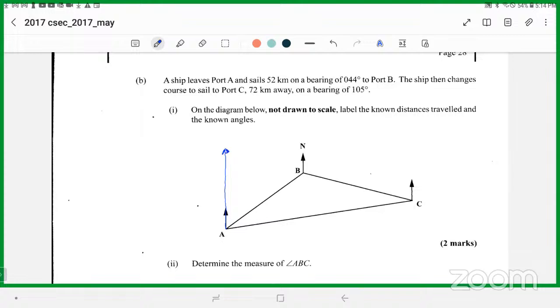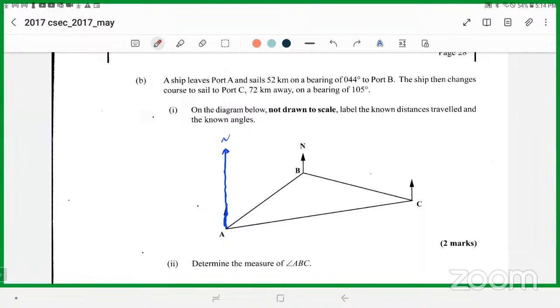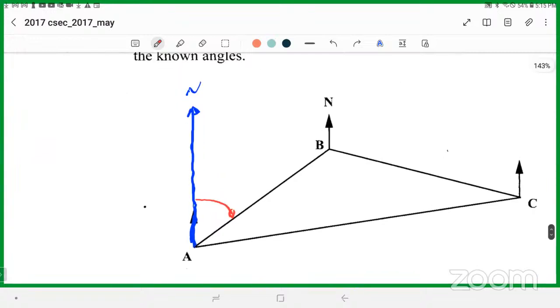That's a north line. I'm just extending it for the purpose of the diagram. And then it is a clockwise angle. So it's like we stand at this from position and we have to turn to the right 44 degrees. So the bearing is 044 in order to face B. That direction is on a bearing of 44 degrees or 044 degrees. So this angle inside here is 44 degrees.